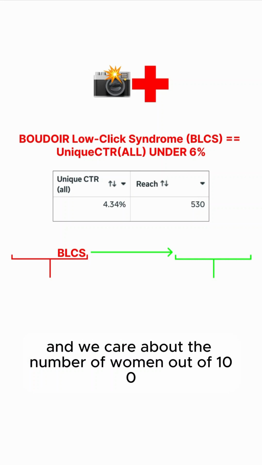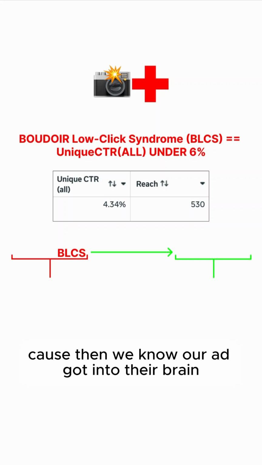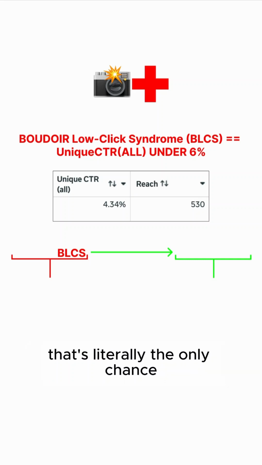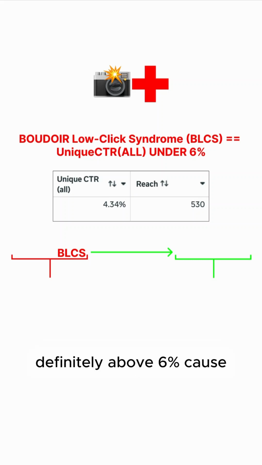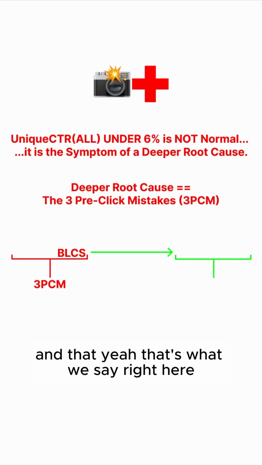And we care about the number of women out of 100 clicking somewhere on our ad because then we know our ad got into their brain. And when our ad gets into their brain, that's literally the only chance we have at them buying from us. So we got to get this number as high as possible, definitely above 6%, because under 6% means we got some deep-seated problems in our ad. And yeah, that's what we say right here.